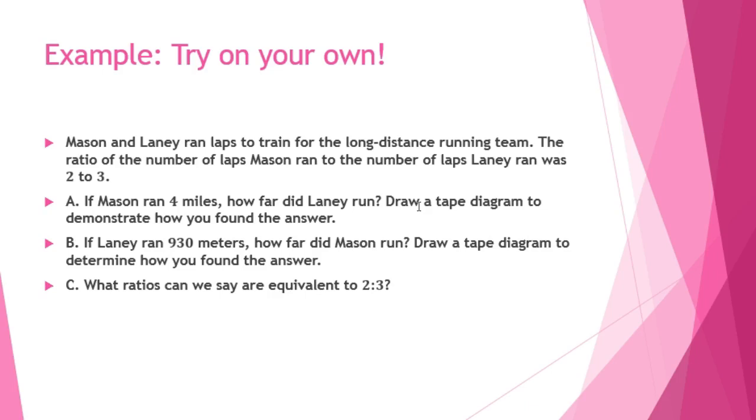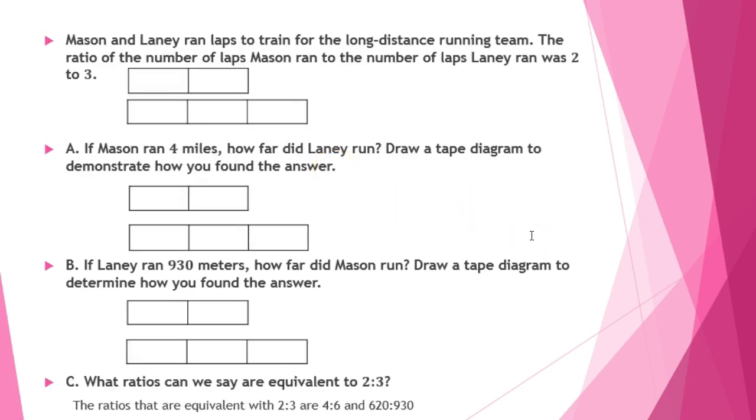If Laney ran 930 meters, how far did Mason run? Draw a tape diagram to demonstrate how you found the answer. What ratios can we say are equivalent to 2 to 3? Pause the video until you have answered these questions. So now let's take a look at them.